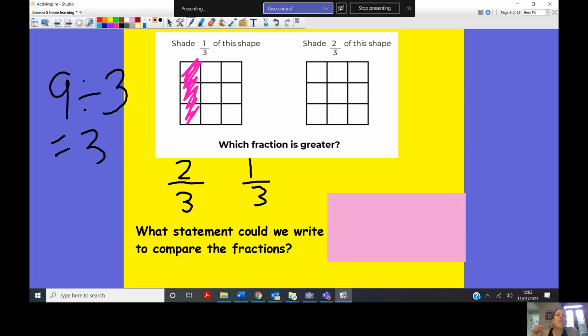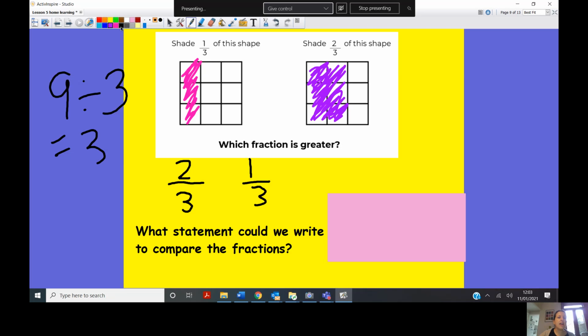Looking at my other shape, I want to shade 2/3. So I know that 1/3 of 9 is equal to 3. To find out 2/3, I just need to multiply the amount in 1/3 by 2. My numerator, we've done this all before. So 3 times 2 is equal to 6. Well done. So I'm going to colour 6 squares. I know you can all probably colour much neater than I can.